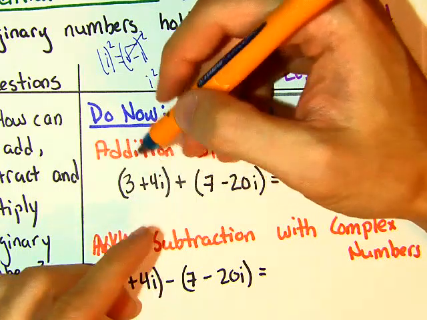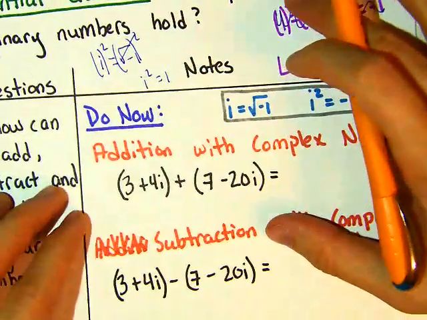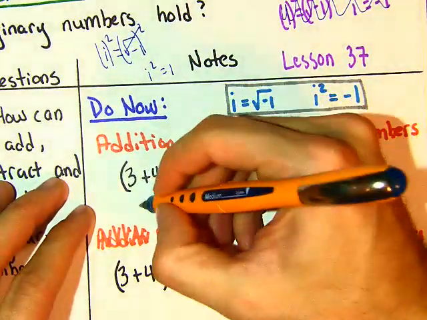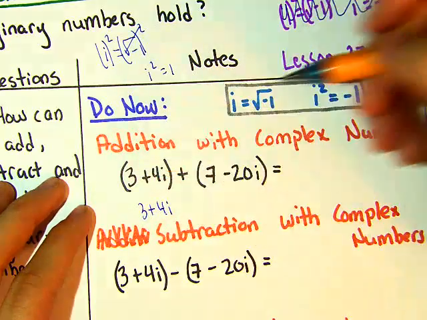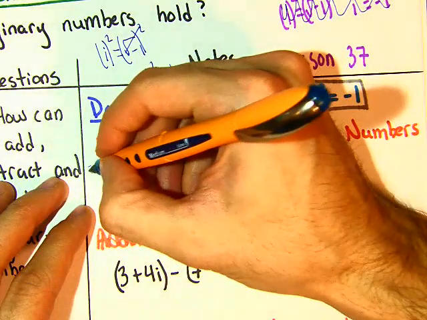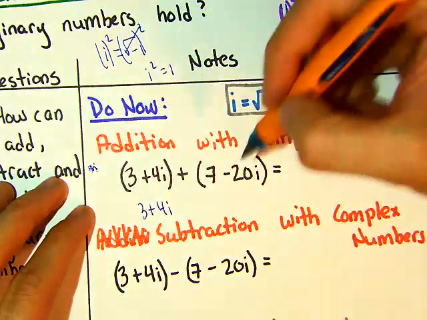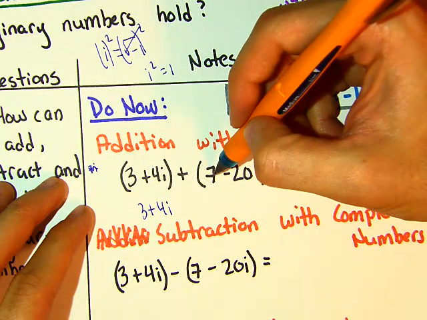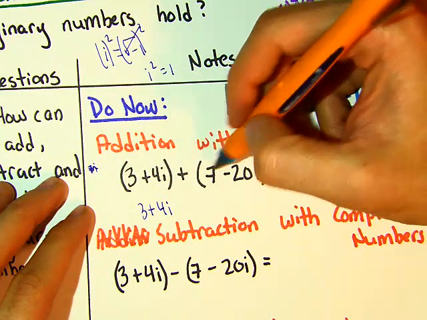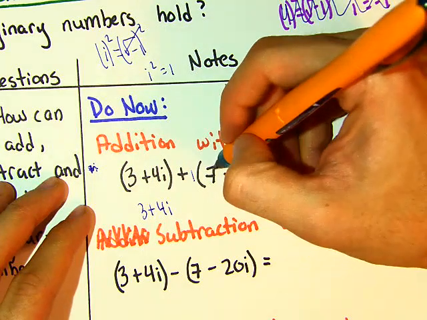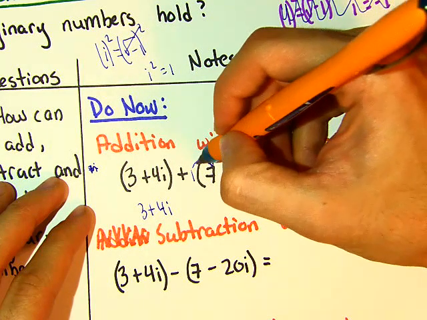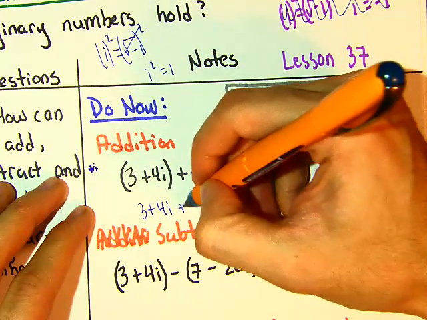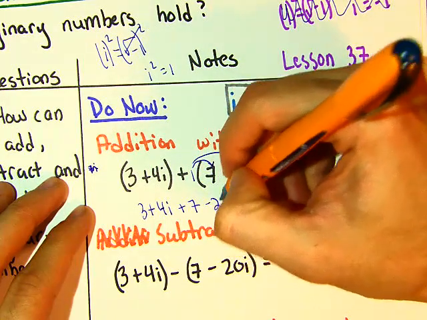Here, we have 3 plus 4i. There's nothing we can do to combine them together, so this is basically just 3 plus 4i. You can't combine these two terms. It's not going to become 7i or something. Now we have 7 minus 20i. We have to distribute that invisible 1, so if we distribute an invisible 1, this just becomes plus 7 minus 20i.